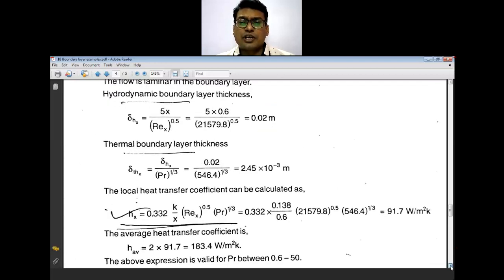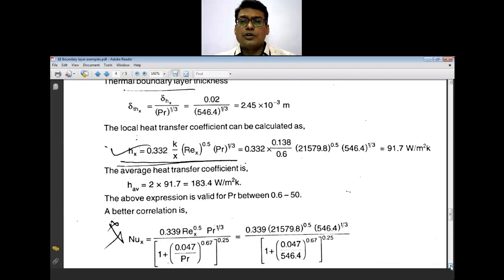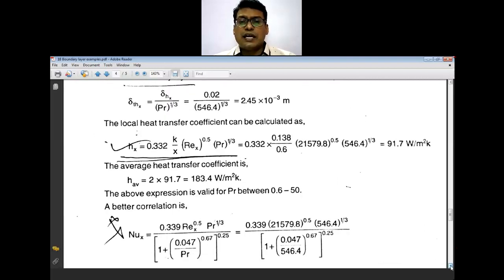Next is the local heat transfer coefficient calculation. The Nusselt number, that is Hx upon k, is equal to 0.332 into Reynolds number raised to 0.5 into Prandtl number raised to 1/3. That comes as 91.7 watt per meter square Kelvin. So this is the local heat transfer coefficient. The average heat transfer coefficient is 2 times the local heat transfer coefficient.